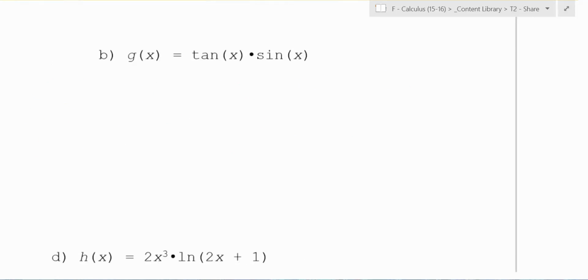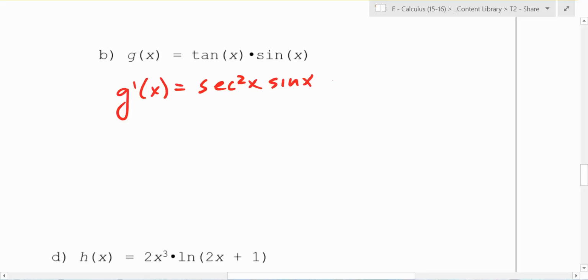In this case, what rule do you have to use? The product rule. What's the derivative of the first? So you have secant squared x times sine x, plus the first times the derivative of the second. What's the derivative of sine? You're done. There it is: secant squared sine plus tan cosine. If you were forced to do something more, you might have to, but right now, is that the derivative? Yes, that is the derivative.